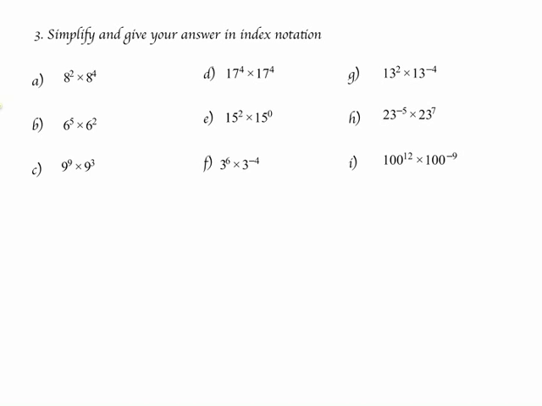Okay, this next question says to simplify and give your answer in index notation. So we've already looked at some examples, but just to get you started, 8 squared times 8 to the 4. If we're multiplying and the numbers at the bottom, so the bigger numbers, are the same, then we can just add the top 2 powers. So we're going to have 8 to the 6. Okay, and this is our answer in index notation. So go through the questions and answer them for yourself, and then I'll go through the answers with you.